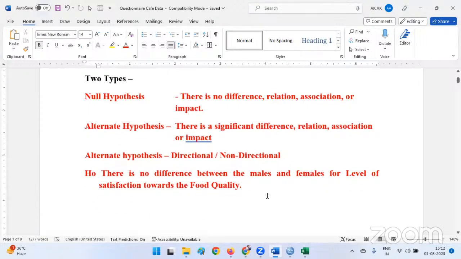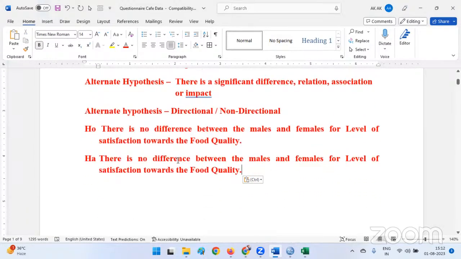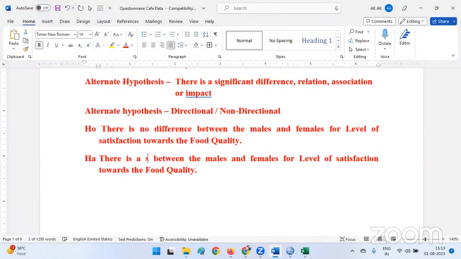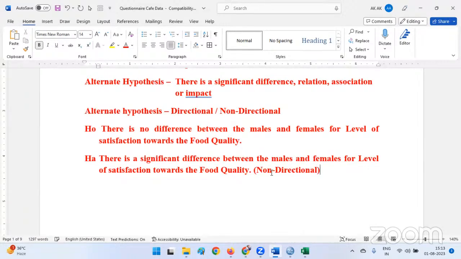Now, when we write an alternate hypothesis, that is, there is a significant difference between the males and females for level of satisfaction towards the food quality. This is alternate hypothesis, but this is non-directional.